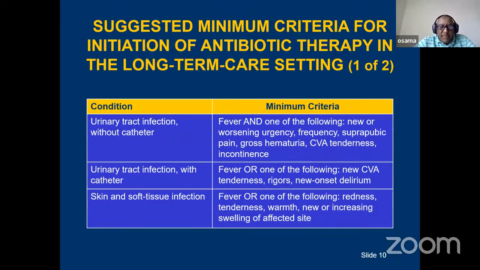For urinary tract infection with catheter: fever or one of the following: new costovertebral angle tenderness, rigors, new onset delirium. Skin and soft tissue infection: fever or one of the following: redness, tenderness, warmth, new or increasing swelling of the affected site.